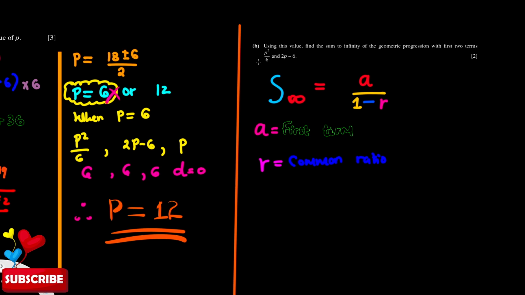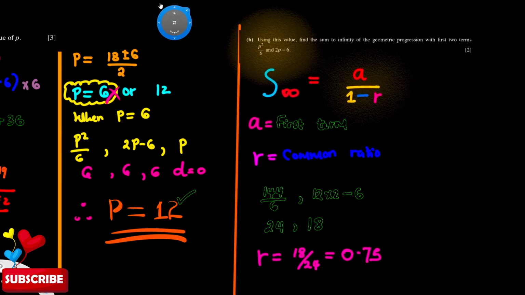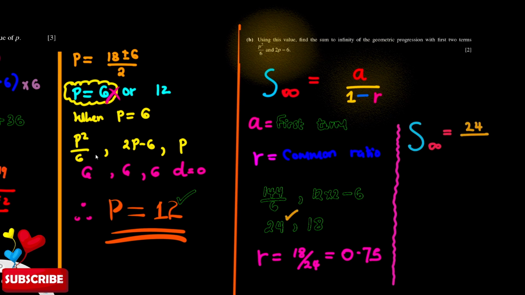So we have to substitute the value of p that we had gotten into this and then get the common ratio. In this case, the common ratio is going to be equal to 18 over 24, and that is going to be 0.75. Now, once we have gotten the common ratio and we know the first term is 24, we can say the sum to infinity is 24 over 1 minus 0.75. If you do that, you are going to get your final answer as 96. If you add all the terms up to infinity, it's going to be 96.